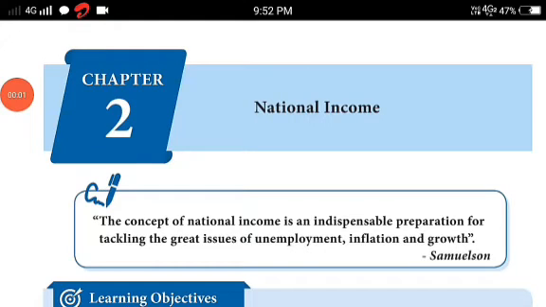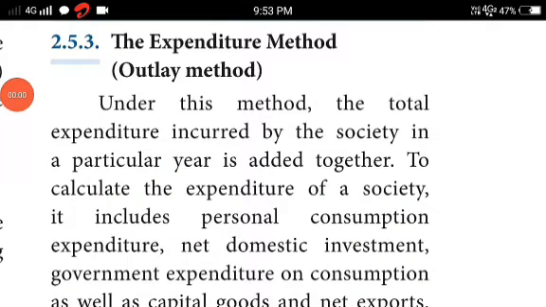Hello students, this is your continuation of the last video, second chapter national income. We are discussing three methods of calculating national income. We completed the product method and income method. Now we are going to learn the expenditure method or total outlay method. This is the third method of measuring the national income.